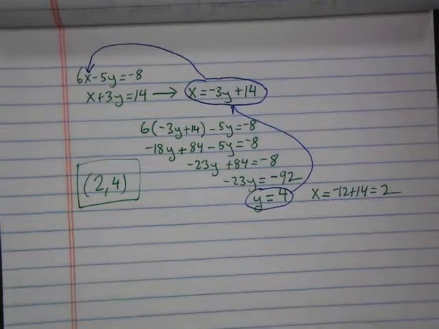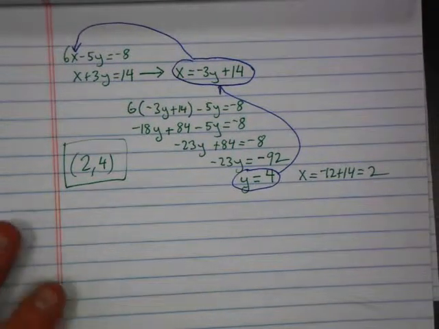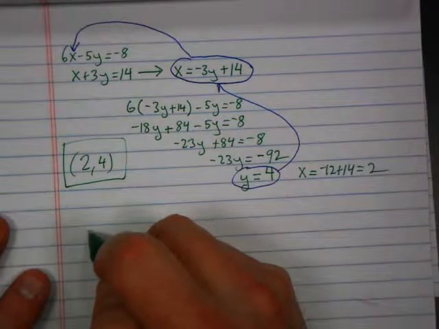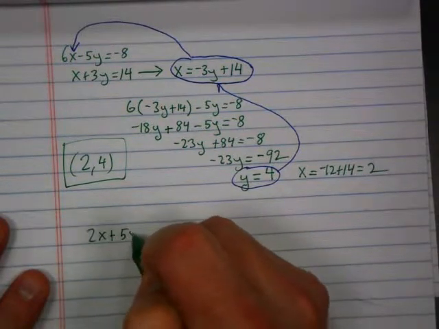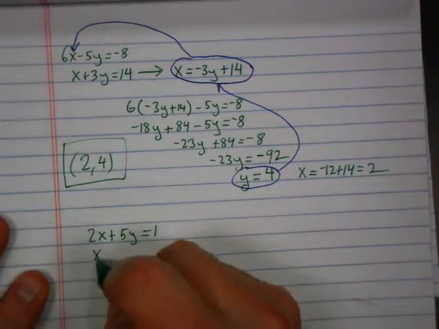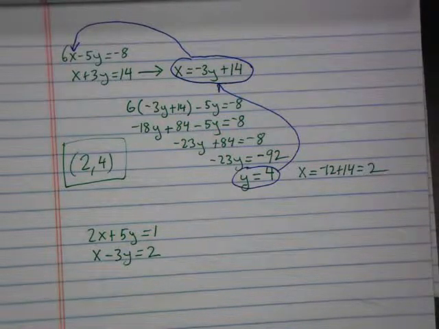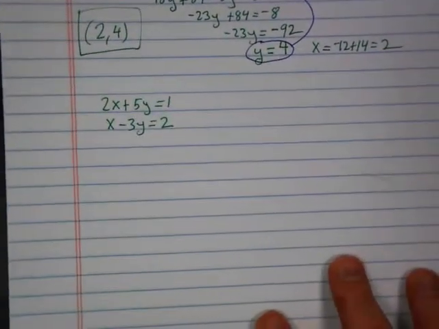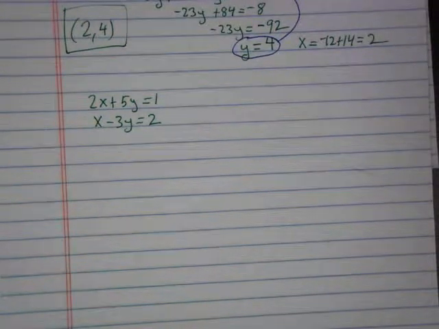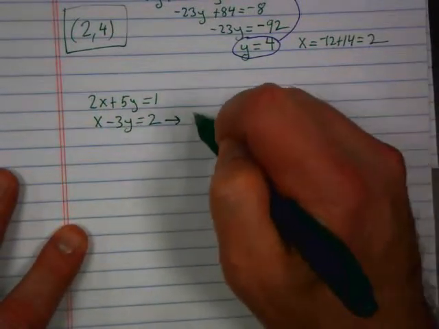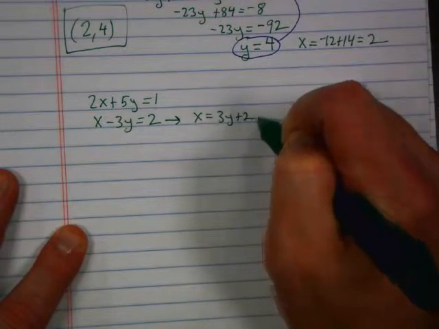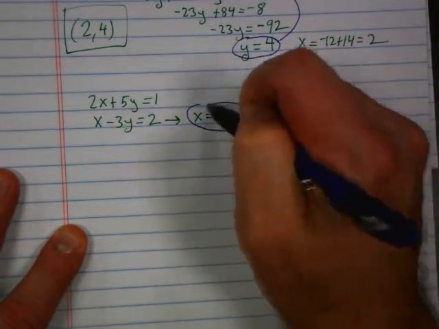All right, so what if the answers don't come out nice? What do I mean by that? Well, I'm just going to make one up here. Hopefully the numbers won't come out nice. 2x plus 5y equals 1, and x minus 3y is 2. Once again, you have to decide which one's the easy one. The x minus 3y is the easy one, and we're going to get the x alone because it doesn't have a number in front of it. So x is 3y plus 2. I plug that in right up there.